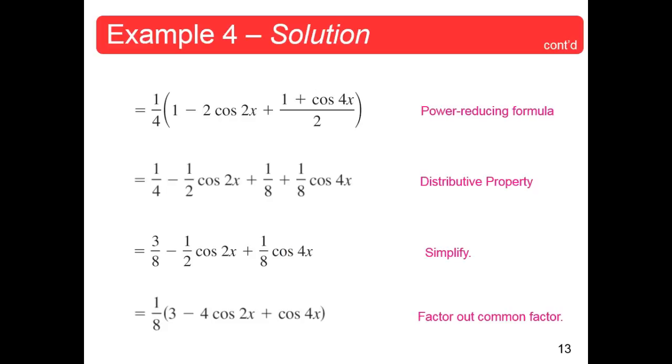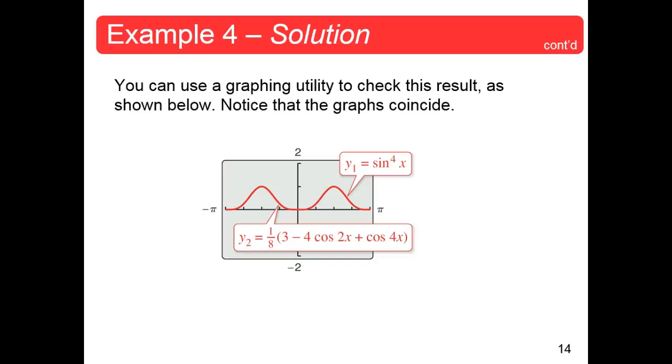All right, well, goodness gracious, we found we can have double angle formulas, we can have power reducing formulas. Why can't we have half angle formulas? Okay. This shows, I'm sorry, I didn't know they had the slide here. You can use a graphing utility to check that result. Like I said, y1 would be sine to the fourth x, y2 would be 1/8 of 3 minus 4 cosine 2x plus cosine 4x, which is kind of interesting in one sense.